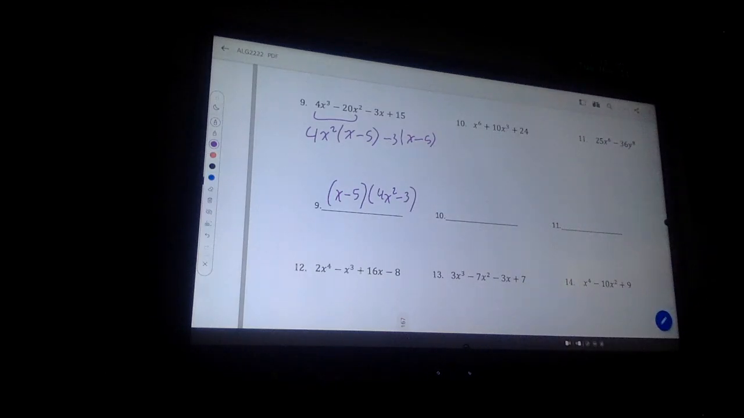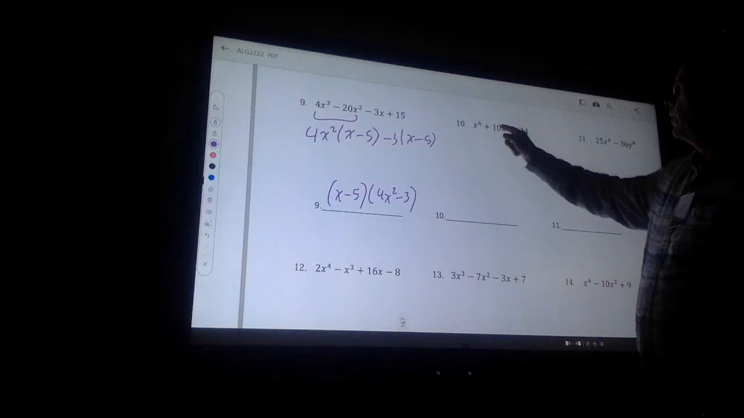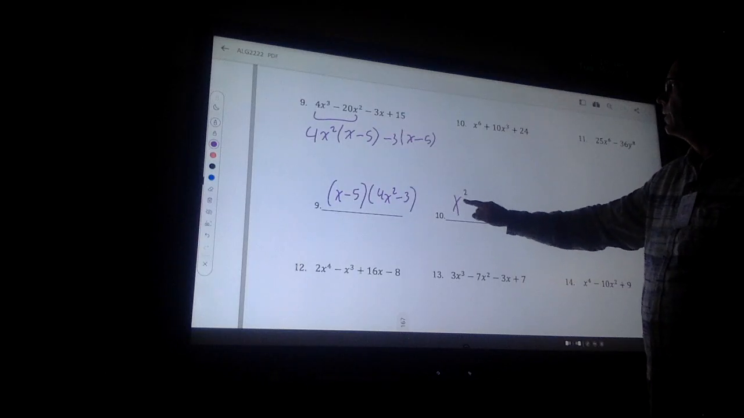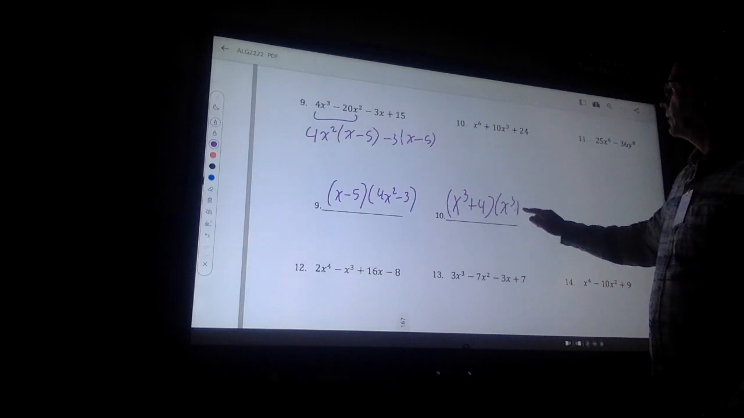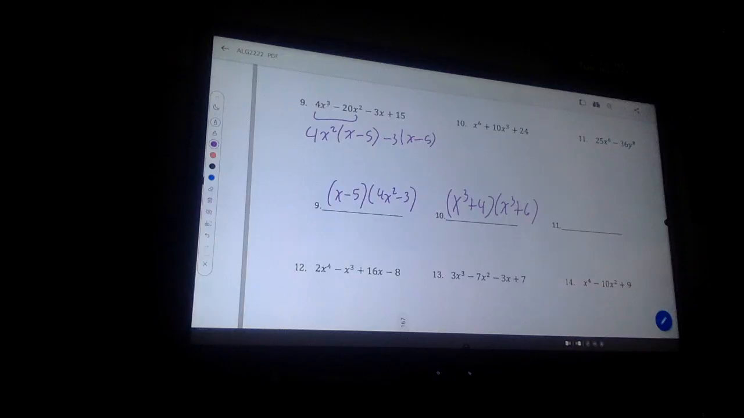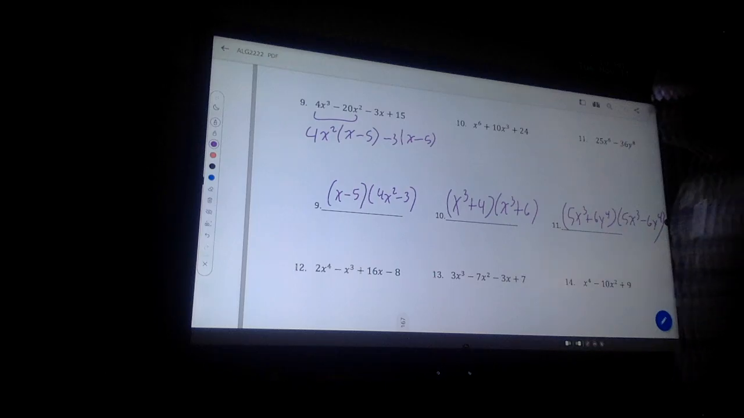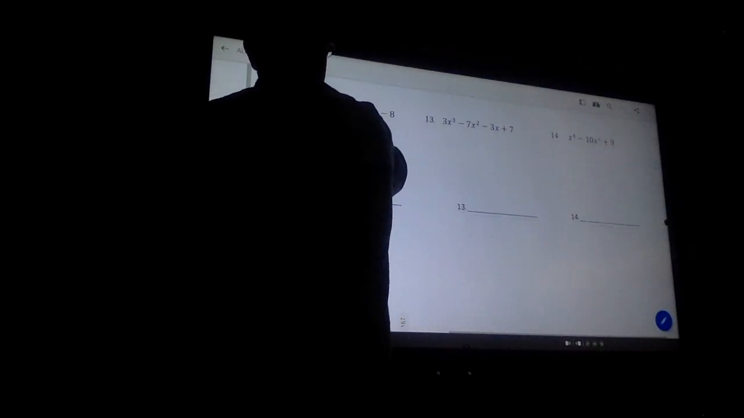That's done. This one, two numbers multiplied to give me 24, add to give me 10, so that's going to be x to the third plus 4, and x to the third plus 6, and that will not factor any further. This is the difference of two squares, so that's going to give me 5x to the third plus 6y to the fourth, and 5x to the third minus 6y to the fourth. So as you can see, these are done the same way as normal algebra, or algebra 1, I guess. Just you have higher exponents.